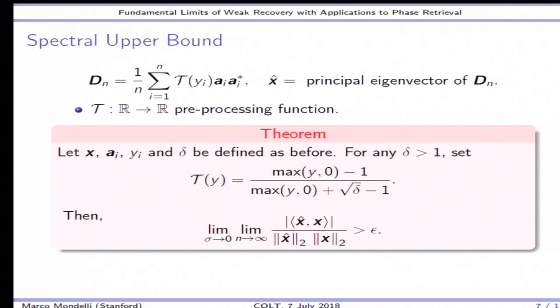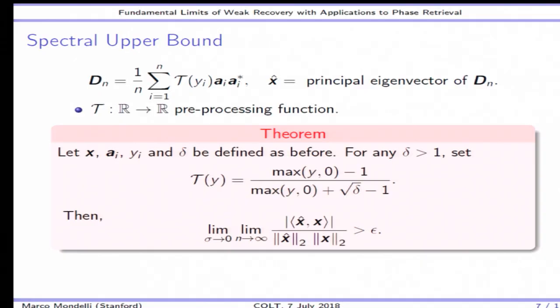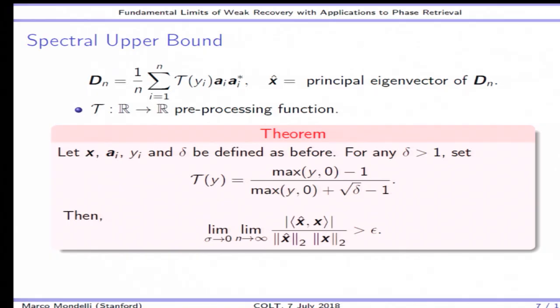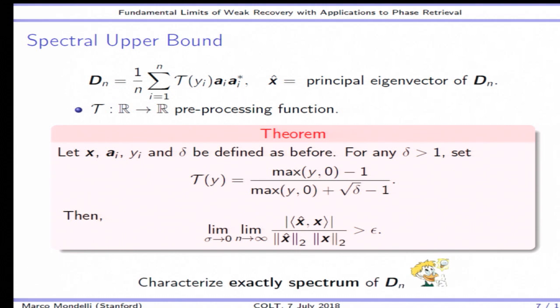Okay. So essentially what we show is the following. Let x, a_i, and y_i be defined as before. So x uniform over the sphere, but for this case it doesn't really matter because everything is rotationally invariant, so you can pick any x which has a fixed norm. But it's really important that the vectors a_i are Gaussian. Then for any delta larger than 1, pick this preprocessing function here, which we will show to be the optimal preprocessing function. Then we have positive correlation between the estimate x hat and the real vector x. So this means that we can achieve weak recovery. And the idea for this is to characterize exactly the spectrum of the matrix.